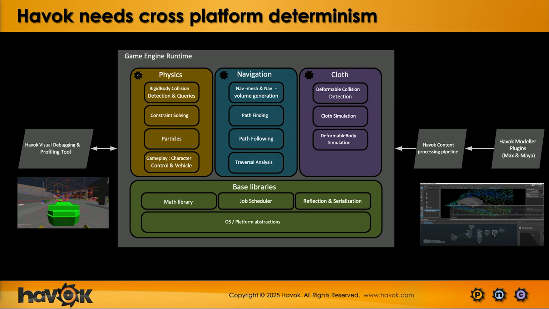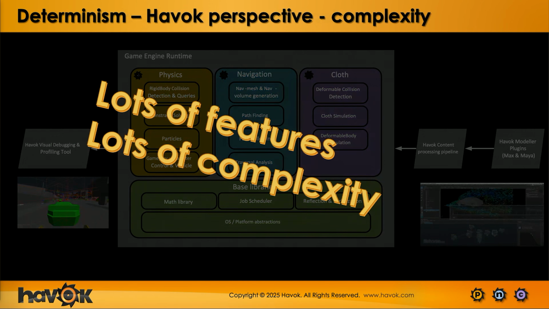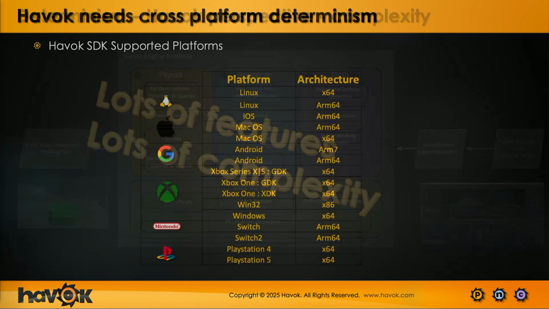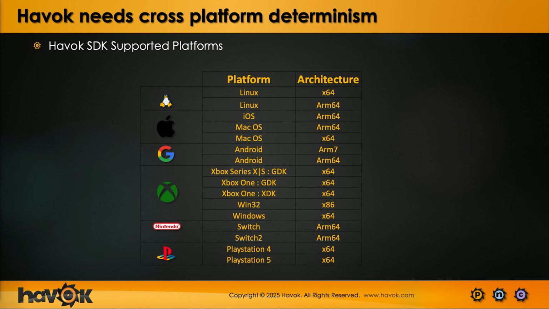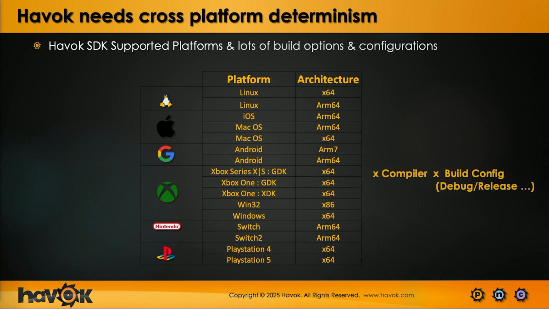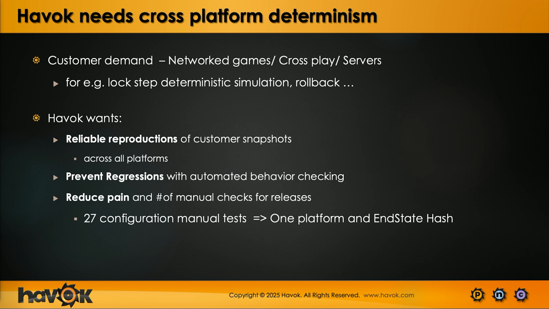These are our 3 products, and we have some helper things around it as well. We have a lot of stuff. We have a lot of features, and we have a lot of complexity. And we do all of these features and this complexity on some platforms, on some compilers, and some build configs. And we need to be deterministic across all of these in order to reap the benefits.